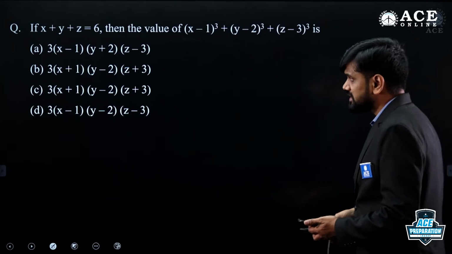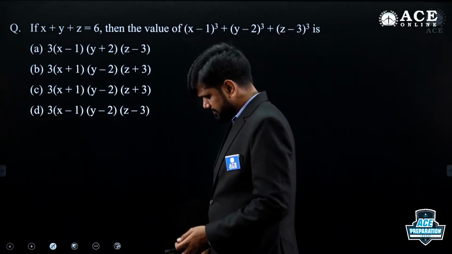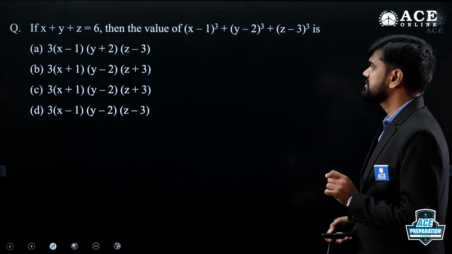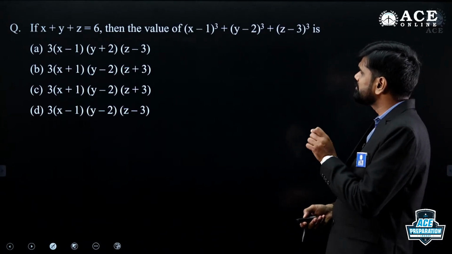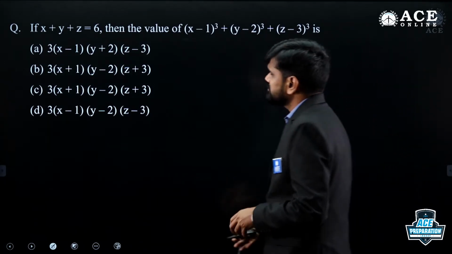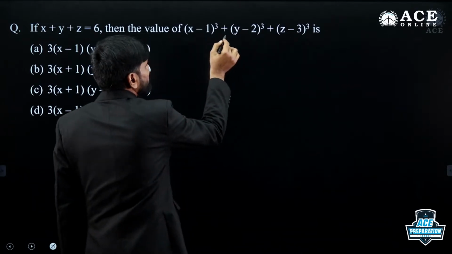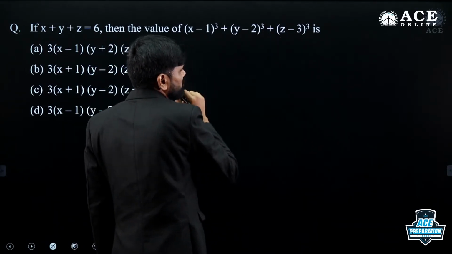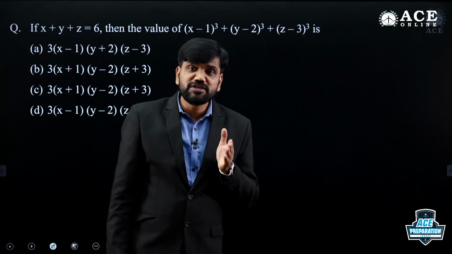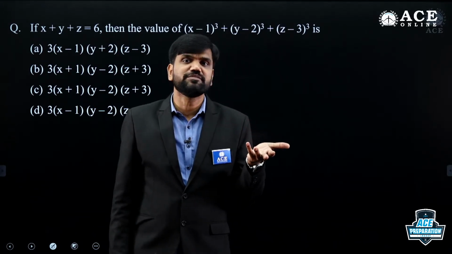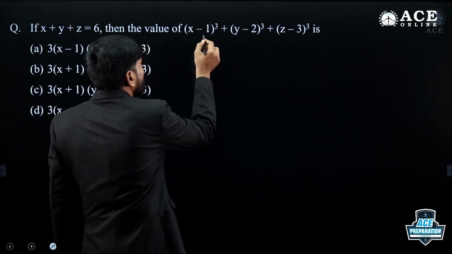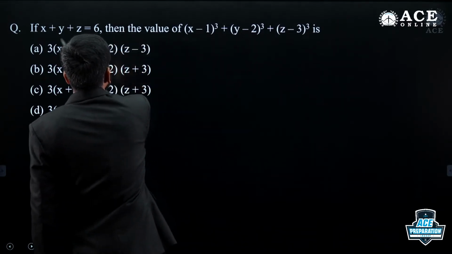Now have a look at it. These are the applications of that. Further, if x plus y plus z equal to 6, then the value of (x minus 1) whole cube plus (y minus 2) whole cube plus (z minus 3) whole cube is? They are asking for this, which looks like a cube plus b cube plus c cube. A cube plus b cube plus c cube will become equal to 3abc provided a plus b plus c equal to 0. In place of a, I have x minus 1.